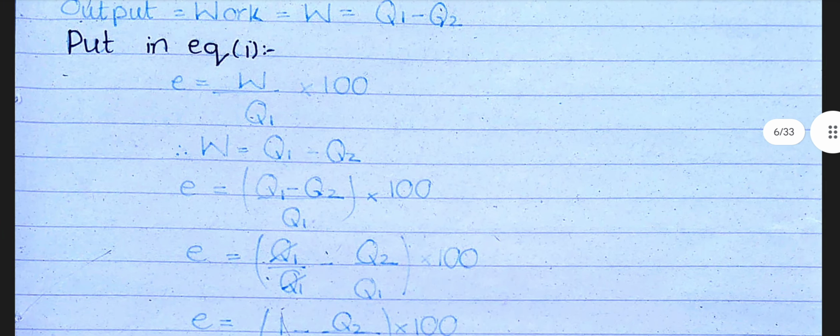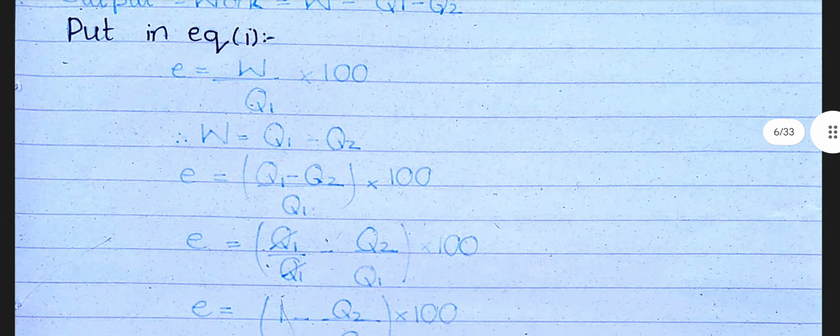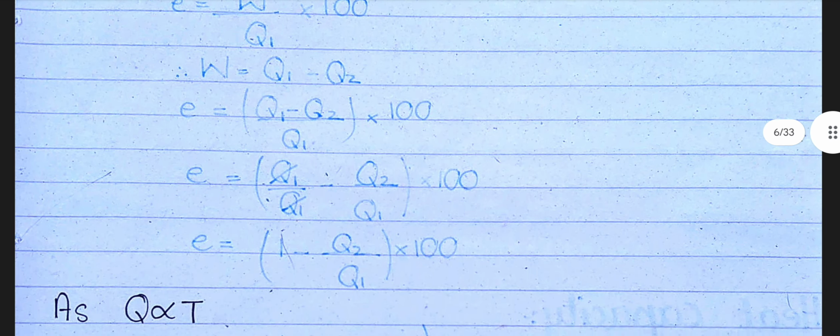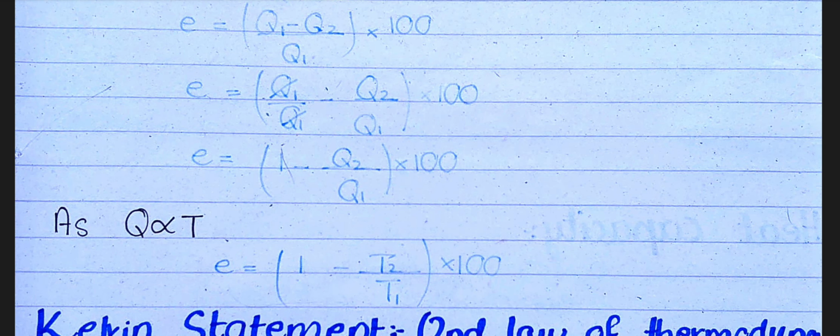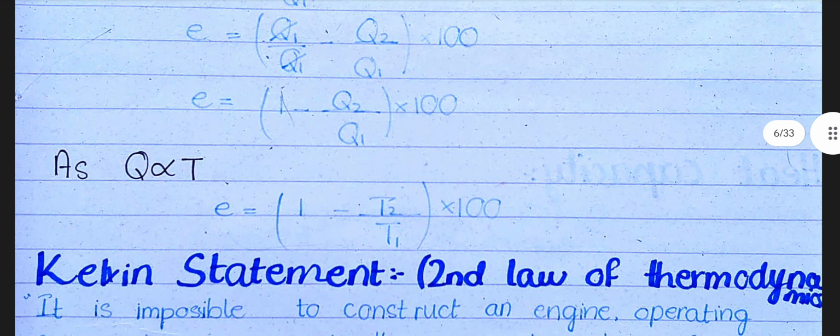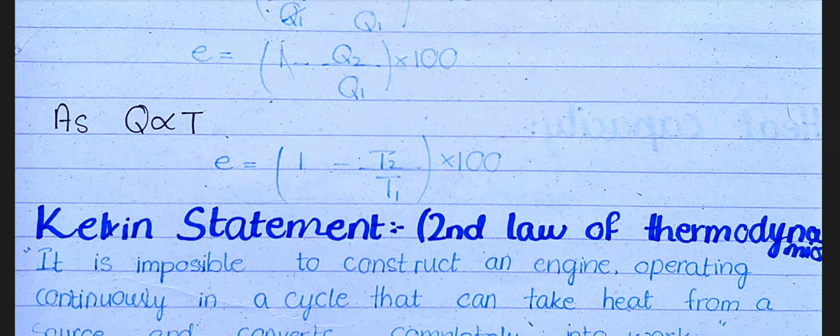E is equal to Q1 minus Q2 upon Q1 multiplied by 100. E is equal to Q1 upon Q1 minus Q2 upon Q1 multiplied by 100. E is equal to 1 minus Q2 upon Q1 multiplied by 100. As Q is directly proportional to T, E is equal to 1 minus T2 upon T1 multiplied by 100.